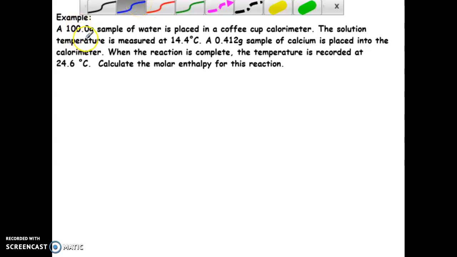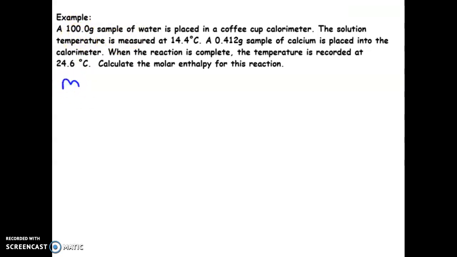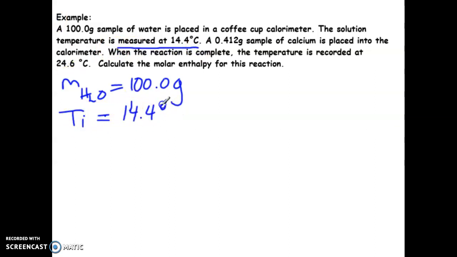So we have a 100-gram sample of water. So we have mass of water, 100 grams, and it's placed in a coffee cup calorimeter. The solution temperature is measured at 14.4 degrees Celsius. So that's our initial temperature. And we have a 0.412 gram sample of calcium placed into the calorimeter. So the mass of calcium is 0.412 grams, and we're putting that into the calorimeter.